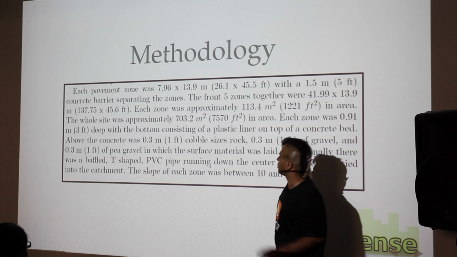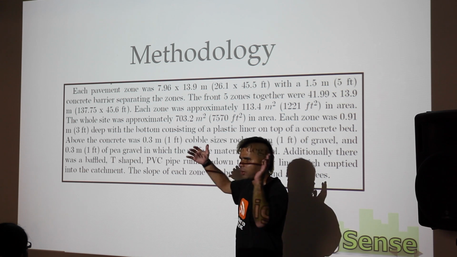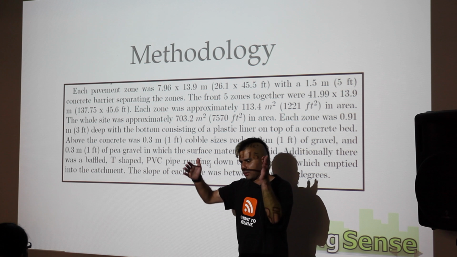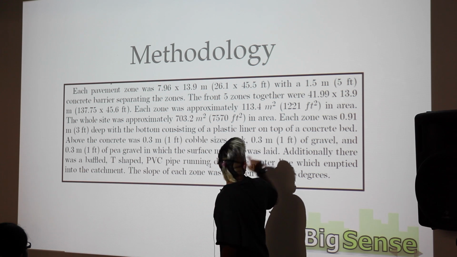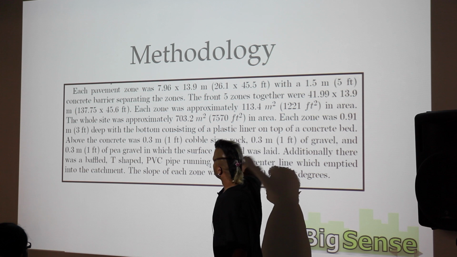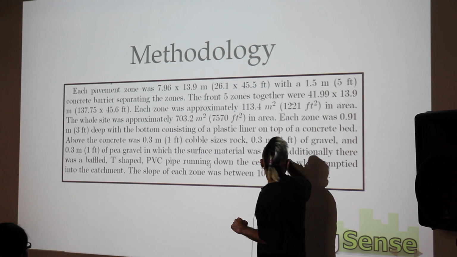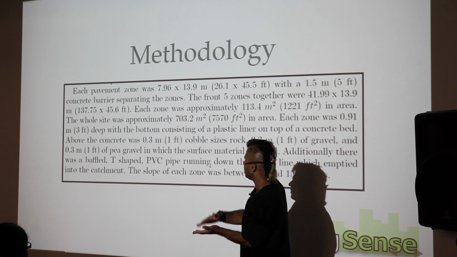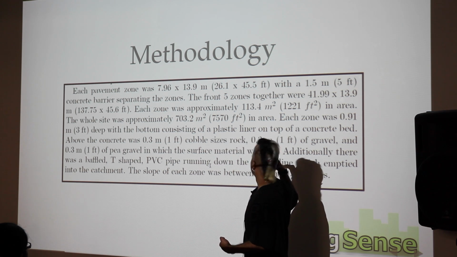So the methodology. Each of these pavement zones was about 8 by 14 meters, and they're all completely separated out on the sides. They're completely lined off. They had concrete barriers between all of them. Each zone was about 0.9 meters deep, about 3 feet. And so the bottom consisted of a plastic liner, and on top of that, they had a concrete bed. Above the concrete bed, you have a 1/3 of a meter of cobblestone rock, and on top of that, a 1/3 of a meter of gravel.